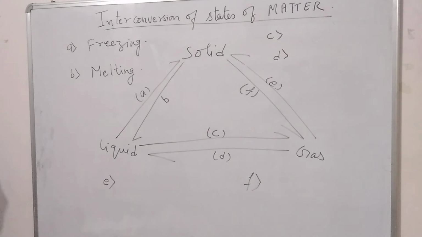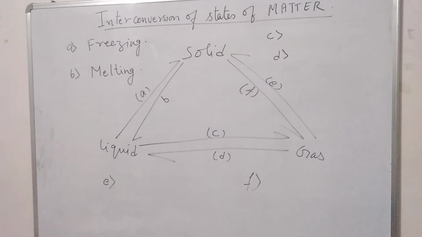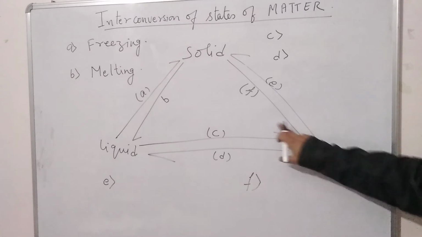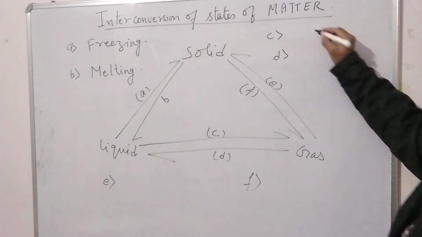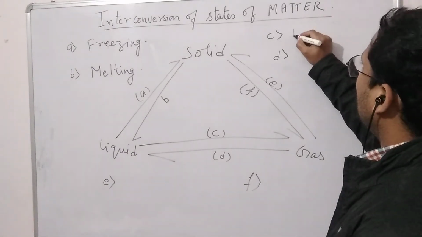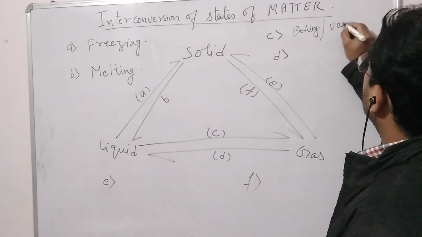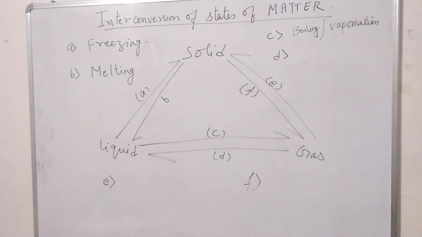Okay, students. Now come to the C. C portion is liquid to gas. Okay, liquid to gas. When the process in which the liquid changes into gas, when the heat is absorbed, the process is named as boiling or vaporization. Okay, moving on, vaporization.